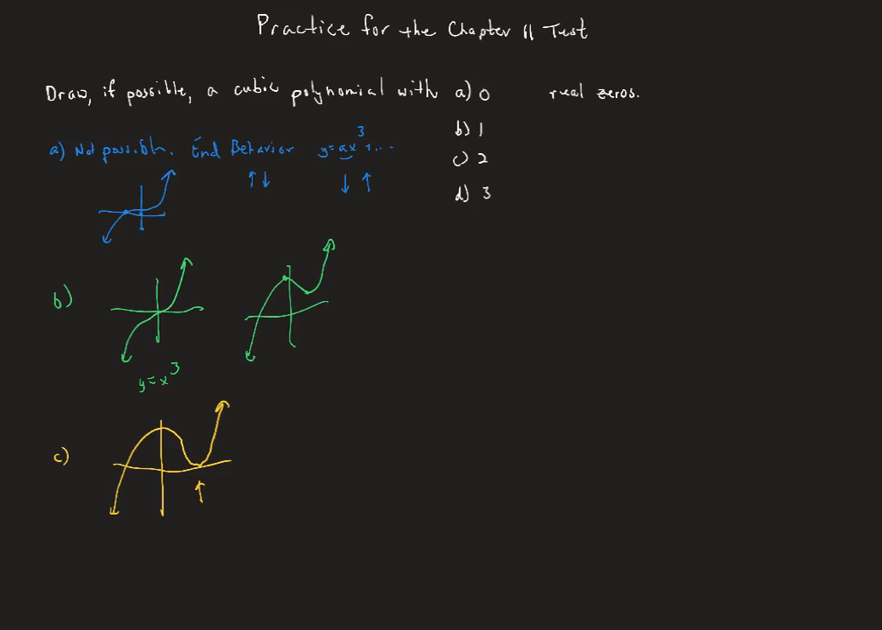Finally, part D, it is possible to have a cubic polynomial with three zeros. It could do something like this, where we have a cross, cross, cross.